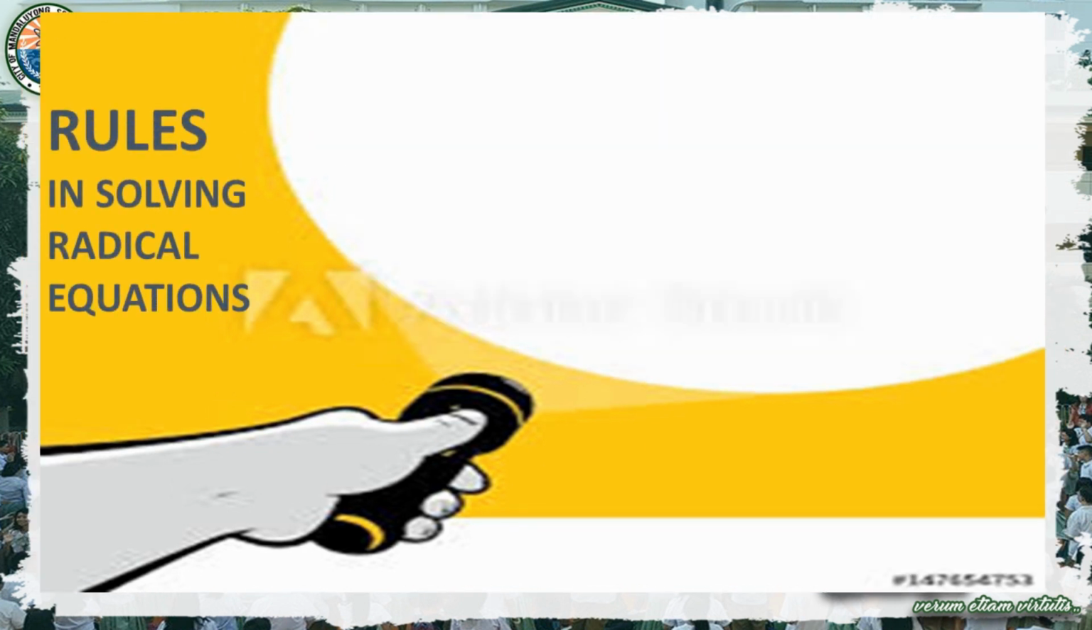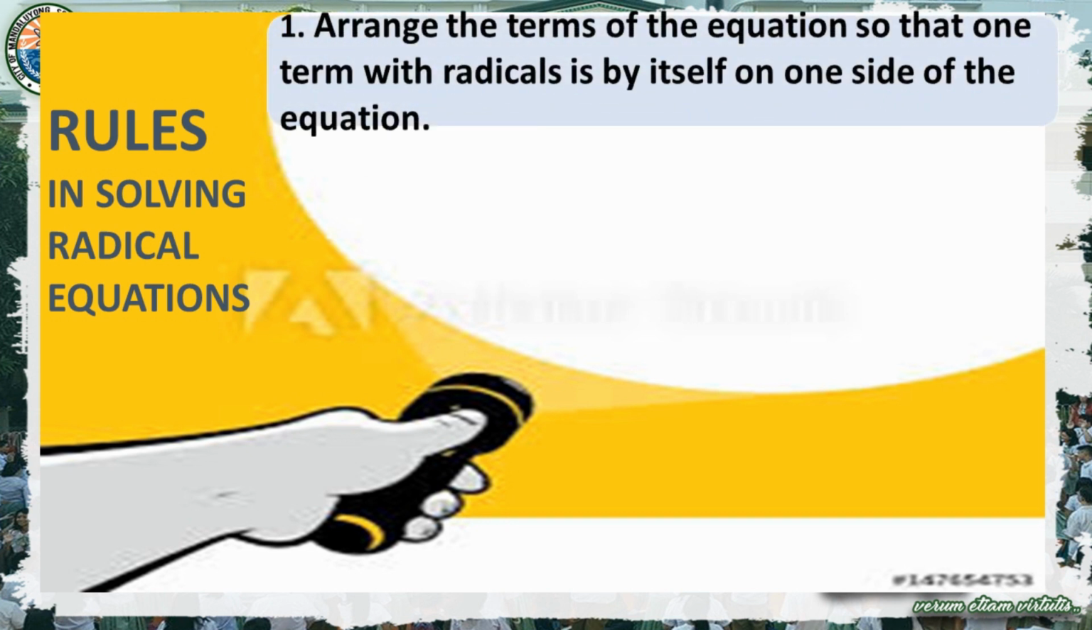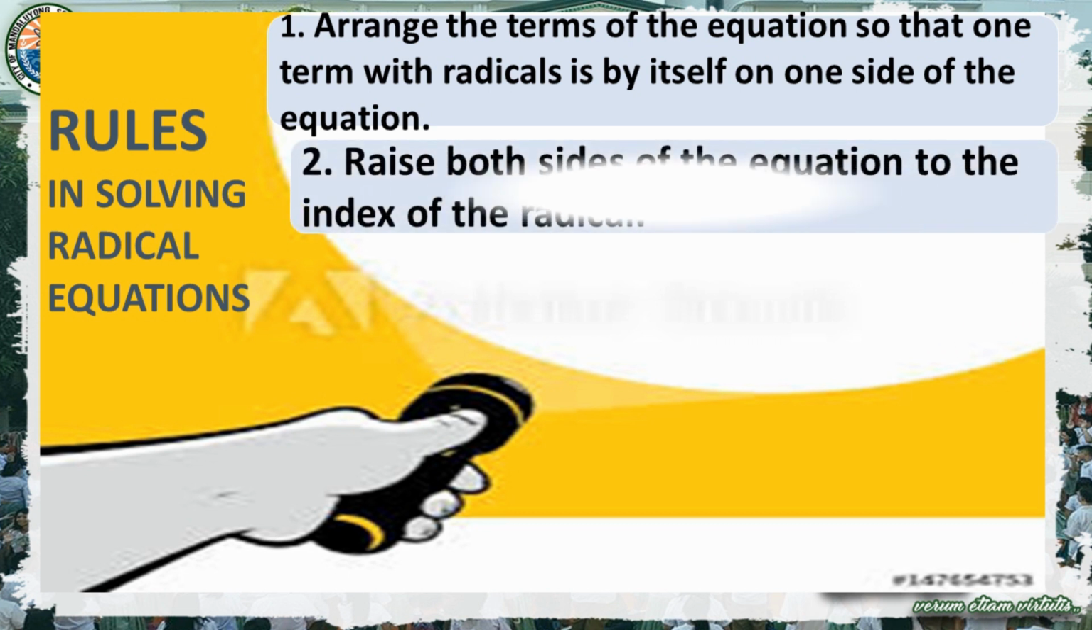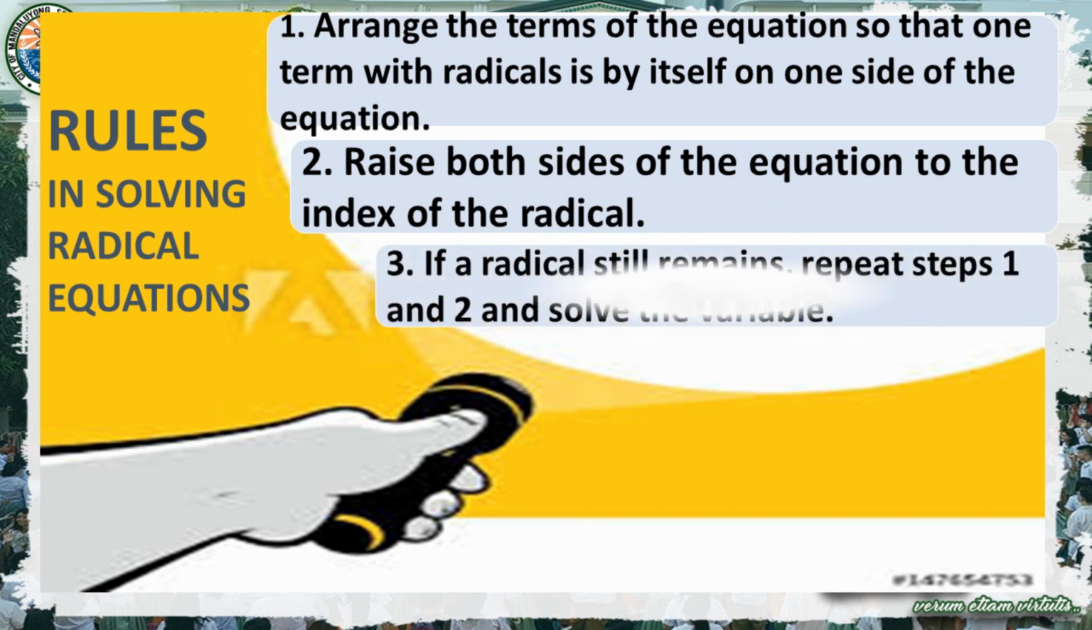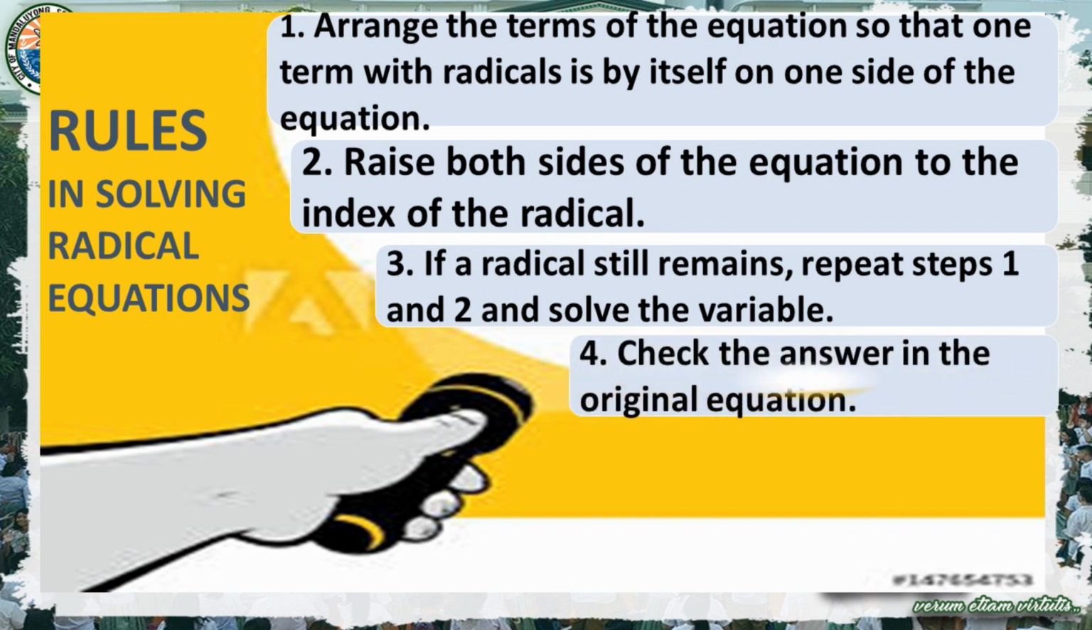Let's go back with the rules in solving radical equations. Step number 1. Arrange the terms of the equation so that one term with radicals is by itself or on one side of the equation. This has something to do with isolating one radical on one side of the equation. Step number 2. Raise both sides of the equation to the index of the radical. Step number 3. If a radical still remains, repeat steps 1 and 2 and solve the variable. And of course, step number 4, we should not forget to check the answer in the original equation.